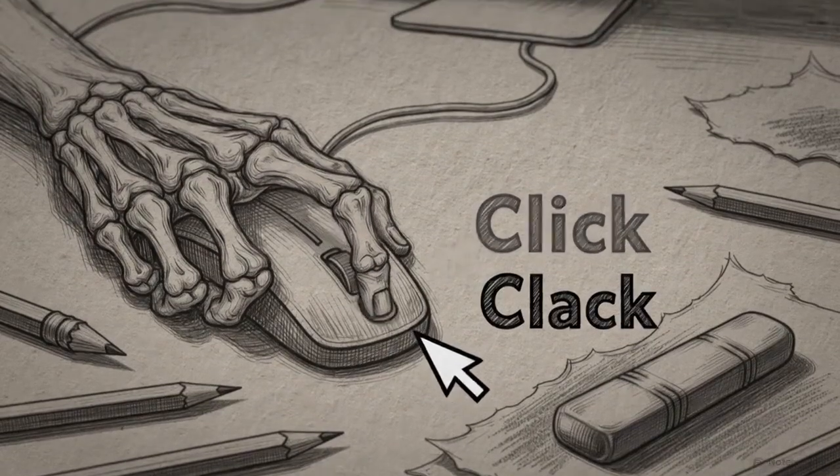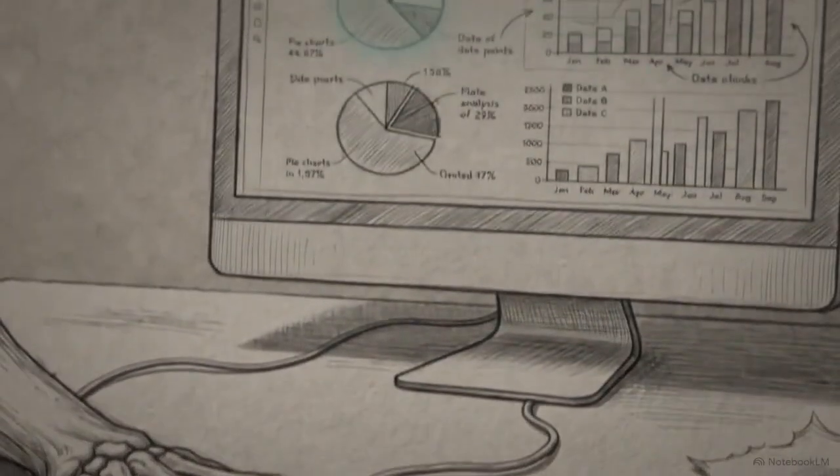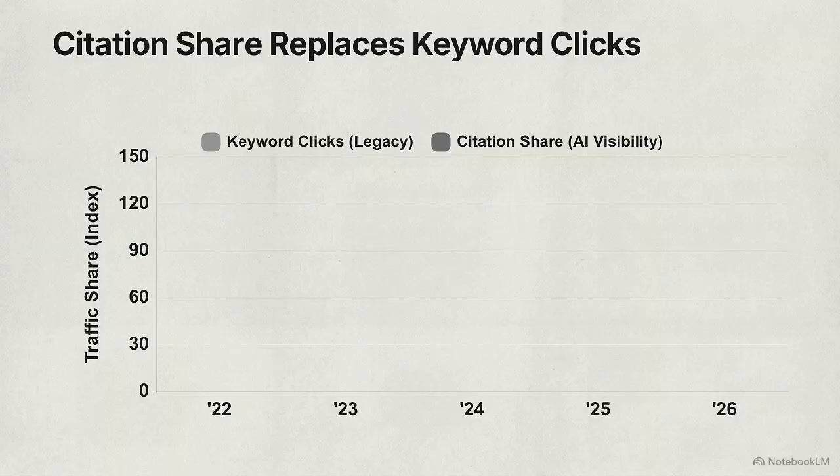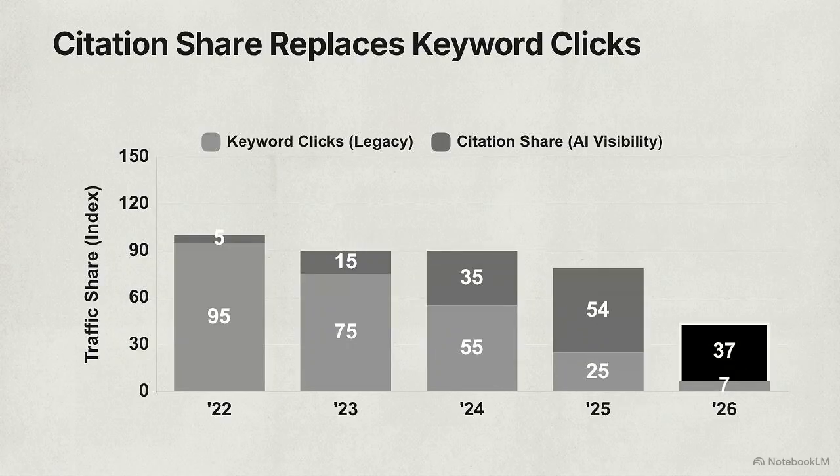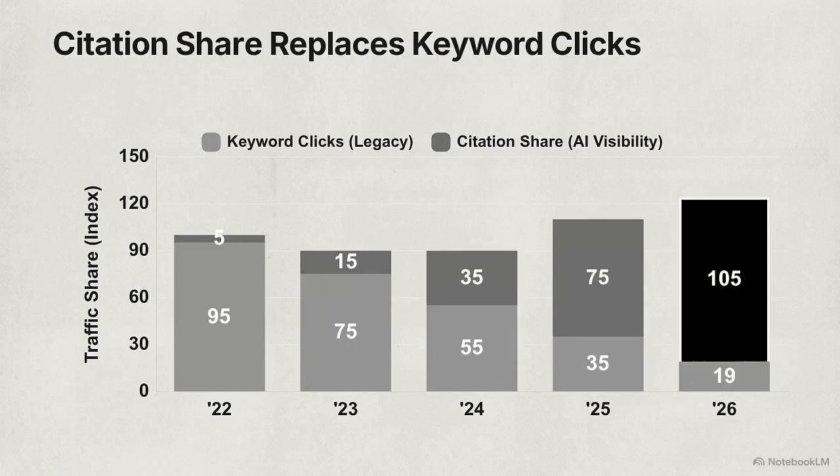We are moving away from traditional rank tracking toward a modern approach. In the zero-click era, success is measured by tracking your citation share and overall AI visibility rather than individual keyword clicks.